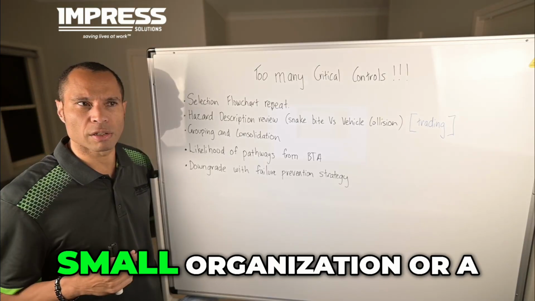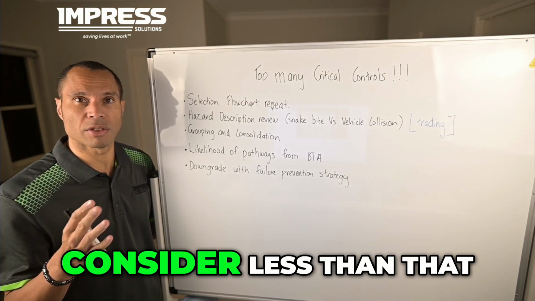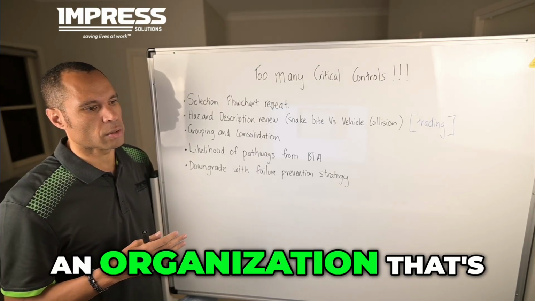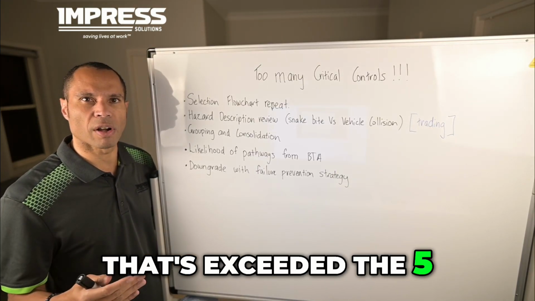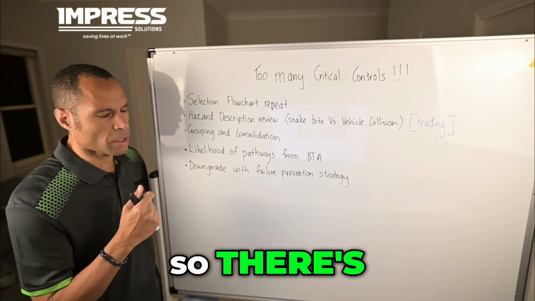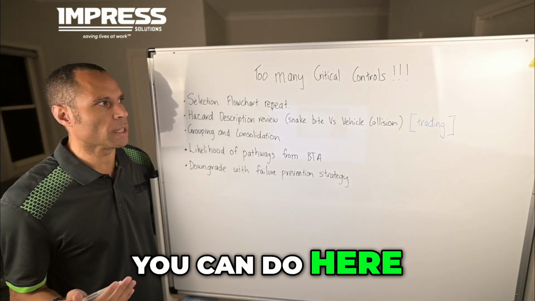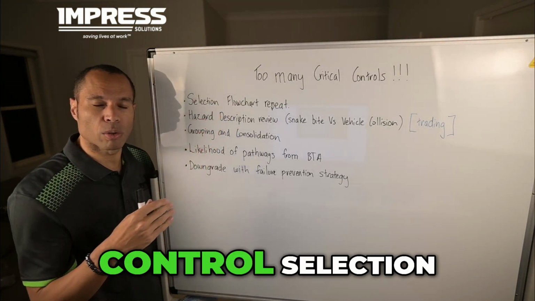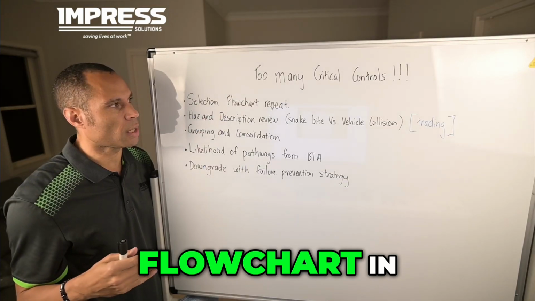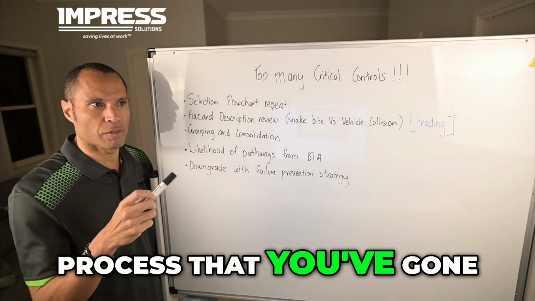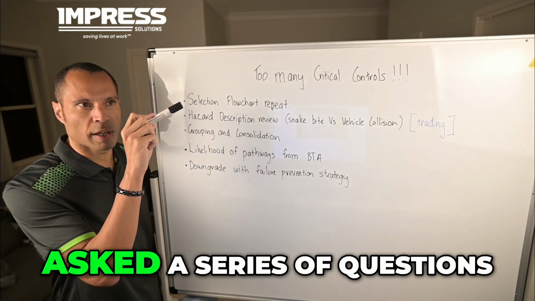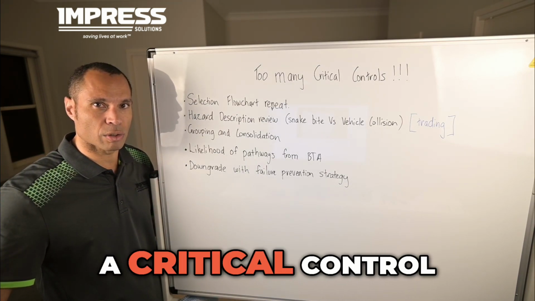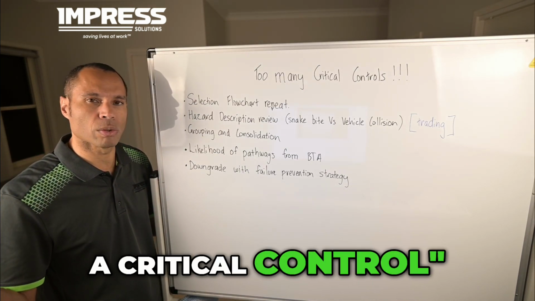If it's a smaller organization or a smaller site, you might consider less than that. So let's assume we're through this and we're then looking at an organization that's exceeded the 5. So there's a few things you can do here. So one is, is there a critical control selection flowchart and process, where you go from, well, this is a control, ask a series of questions, a series of challenge tests to say, okay, well, now this is a critical control or eligible to be a critical control.